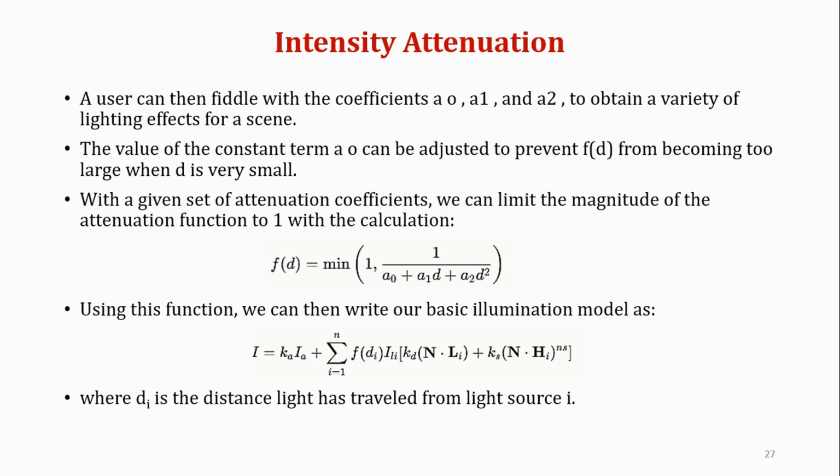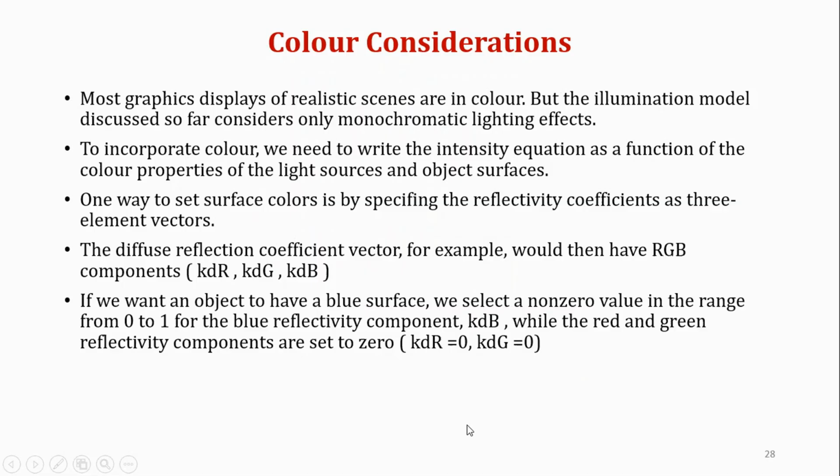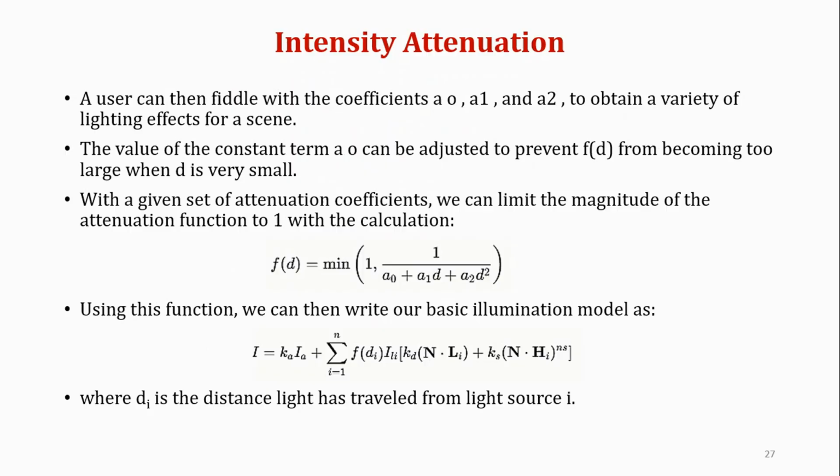Using this function, we can write our basic illumination model with the intensity I equal to Ka Ia and all these things, N, H, L vectors, but d is the distance actually. Okay, so ultimately we'll be calculating the intensity of the light, which is deciding the reflection or diffusion or whatever it is.